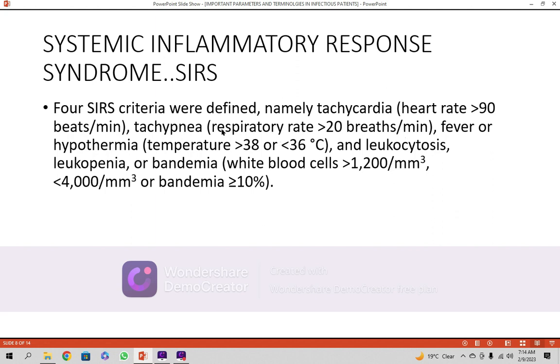It may be rather hypopnea, that is a possibility. It may be fever or hypothermia, both can occur. It may be leukocytosis or it may be leukopenia.